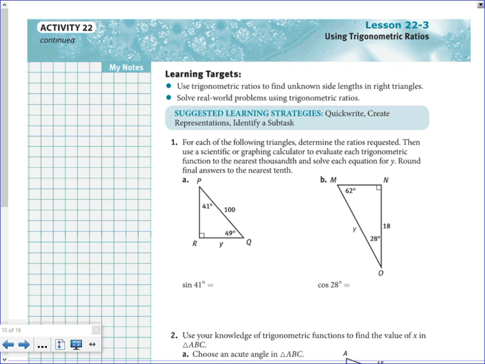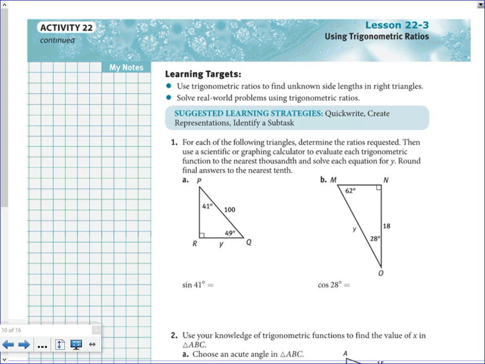All right, so today we are going to be looking at lesson 22.3. We are going to be continuing our study with our trig ratios. So we looked in the previous lesson at our trig ratios, and I told you it was vital that you picked a mnemonic device and that you learned it.